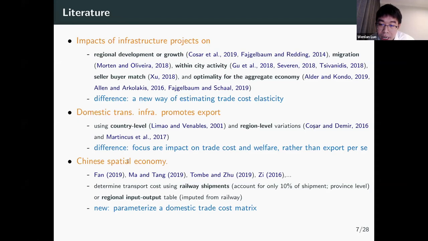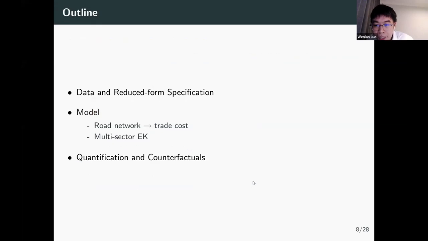And I'd like to mention that one of our contributions is that we use our estimated trade cost to construct a regional IO table, because we don't rely on anything that currently exists for the Chinese economy for the regional IO table. We use this transportation information and provide that table. This is going to be helpful because we all know that the current regional input output table in China is imputed, and it's imputed mainly from railway. But we know that most of the merchandise shipped domestically probably relies on ground transportation. They rely on road transport. So we think this is going to be helpful.